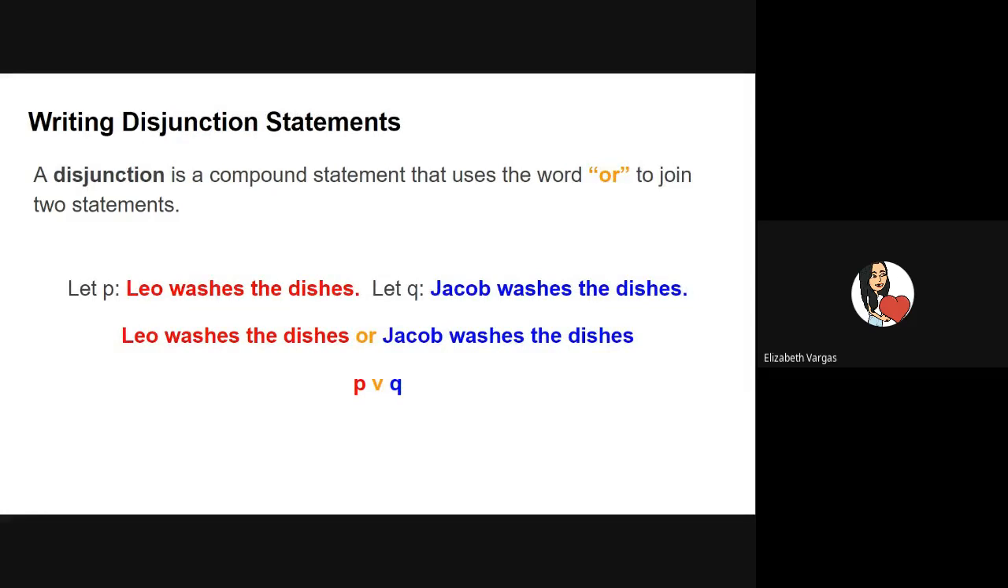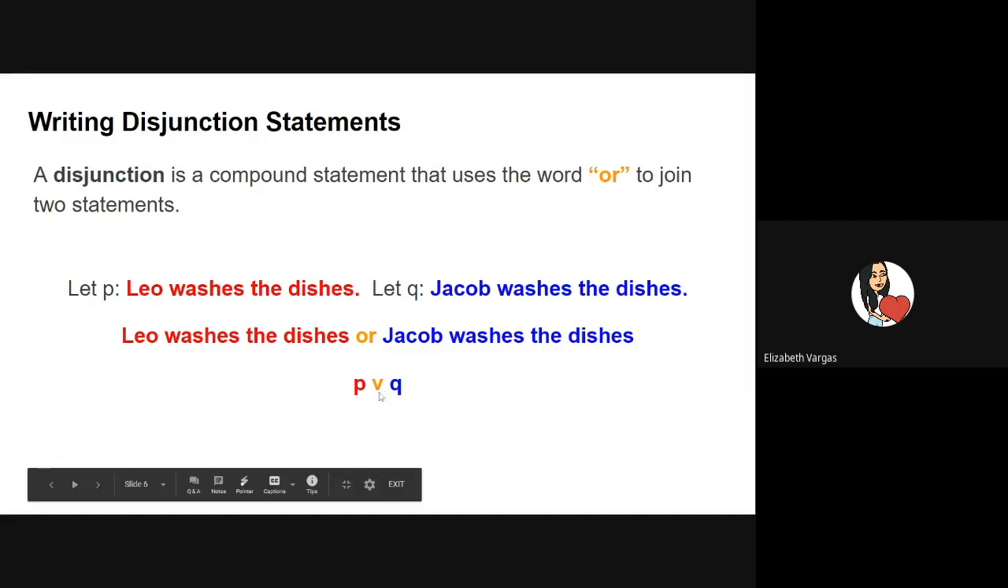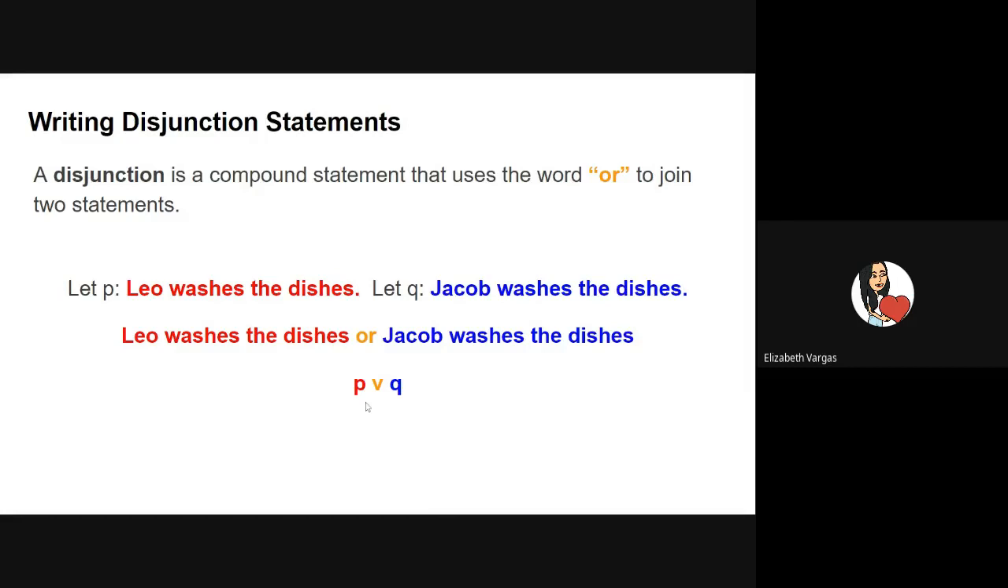Okay. We also have what is known as a disjunction, which is again another compound statement, but it uses the word or to join two statements together. So instead of and, it uses or. Here we have two statements, Leah washes the dishes and Jacob washes the dishes. If we wanted to connect those two statements together, creating a compound statement, we would use the word or. So it would become Leah washes the dishes or Jacob washes the dishes. We represent this by P, then something that looks like a V, then Q. So that's how we would symbolize that disjunction.